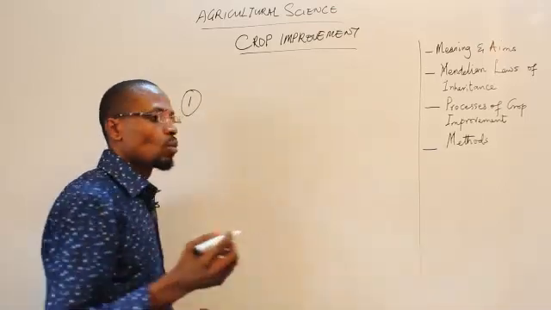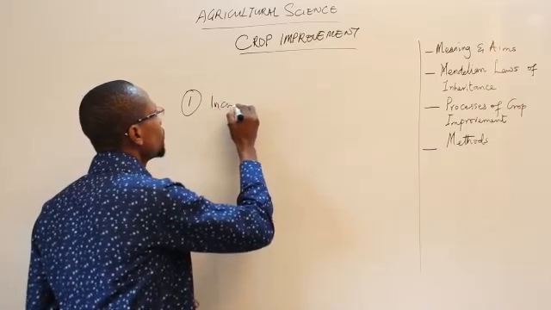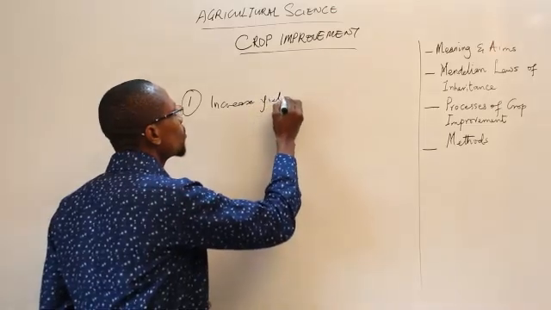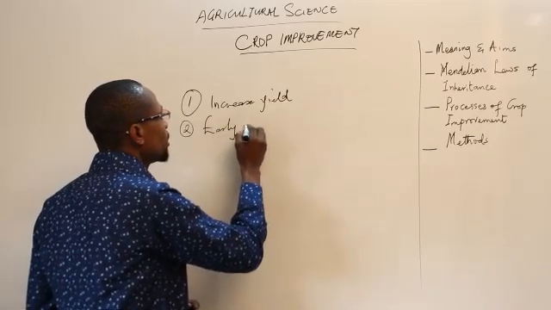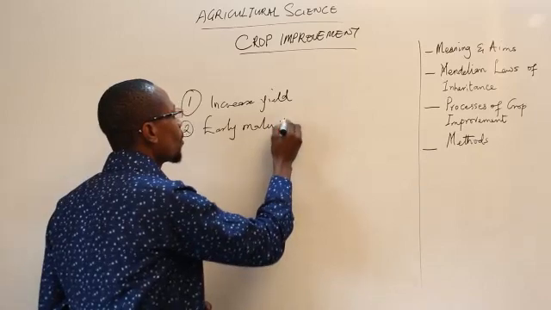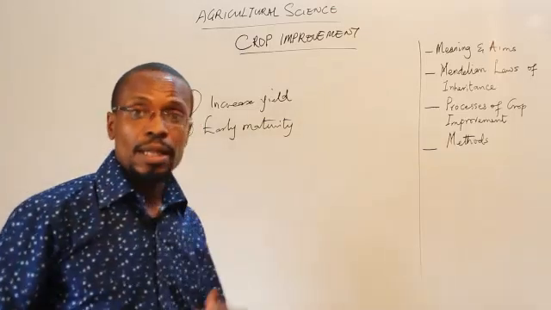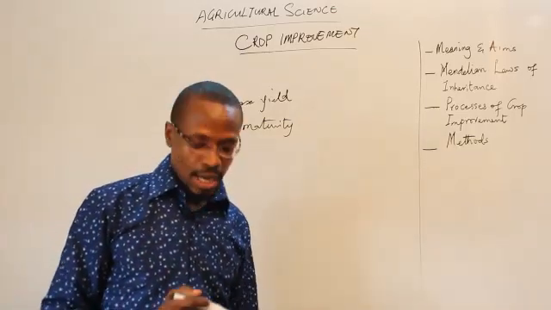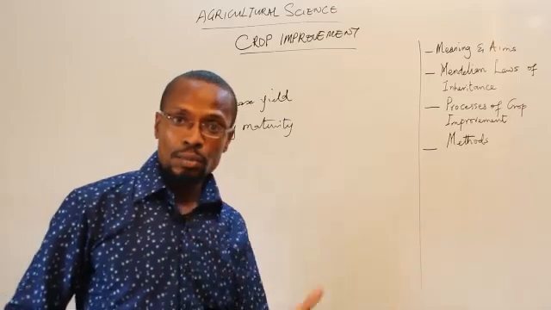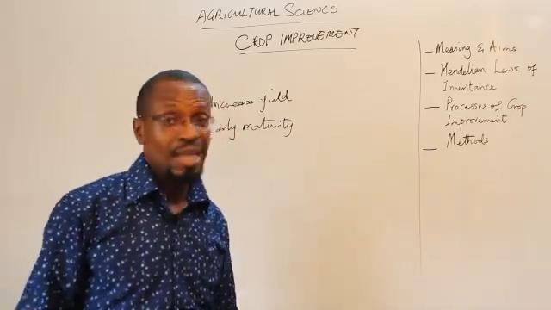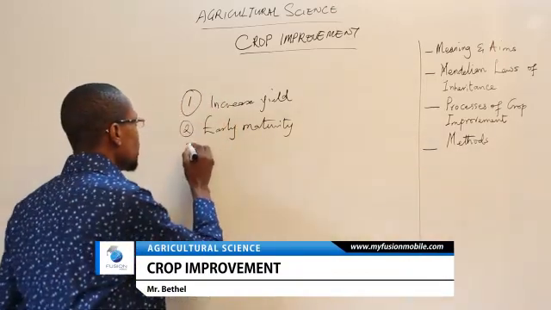We can want to increase yield, and early maturity. Of course, some crops will mature much earlier than others, or some breeds can mature much earlier than the others, and this can assist in making the crop, for instance, able to be planted more than once in a year, as many times as possible. So early maturity can be a reason.